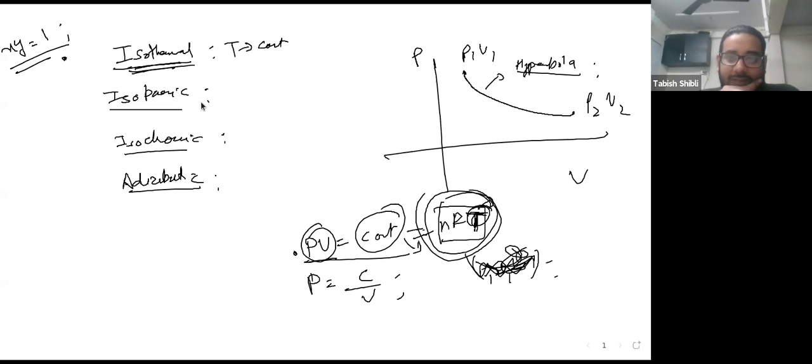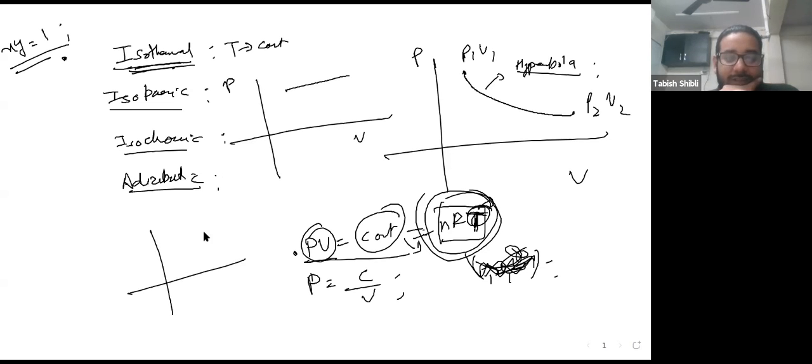What about an isobaric process? Well, isobaric process means my pressure is constant. If my pressure is constant, then this will just be a straight line. What about isochoric? Well, isochoric, since my volume is constant, it will be a straight vertical line.